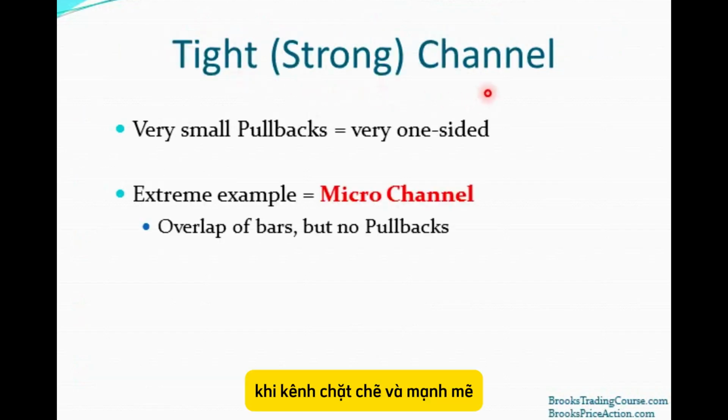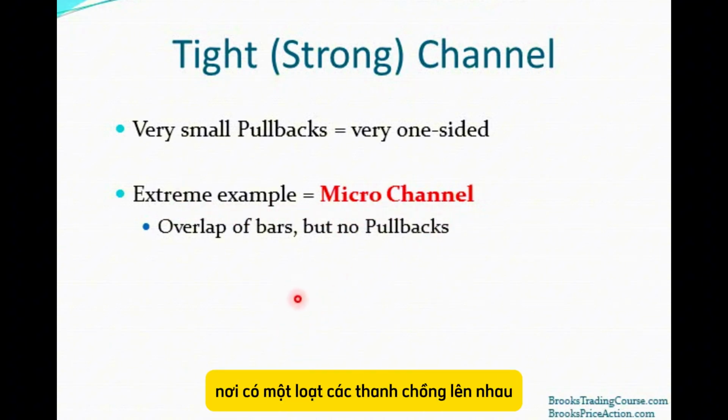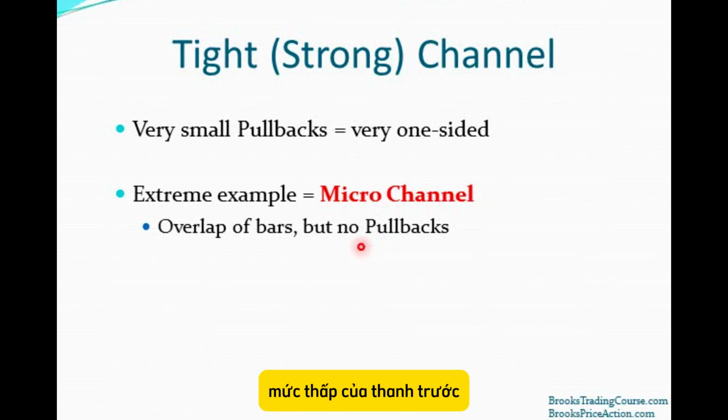When the channel is tight and strong and the pullbacks are very small, the market is extremely one-sided. The extreme example of a very tight channel is a micro channel, where there's a series of bars that overlap, for example in a bull micro channel, but none of the bars falls below the low of the prior bar. So that's a very strong channel. It's still a channel, but it's not quite as strong as a breakout.